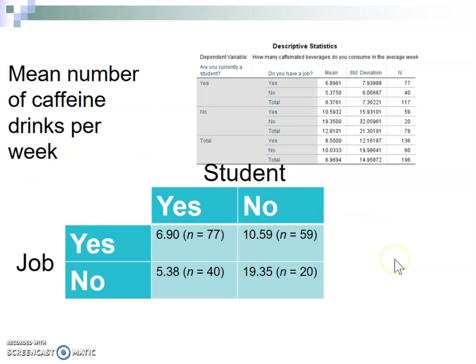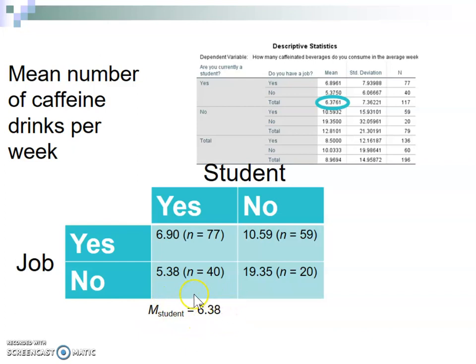The next step here would be to examine the actual marginal means. The marginal means are just trying to compare everybody who's a student to everybody who's not a student, and again, we're ignoring whether they have a job or not. The whole reason it's called marginal means is that we'll present these down here in the margins of our table. So they're not in the cells of our table. Instead, they're in the margins, on the outside of our table.